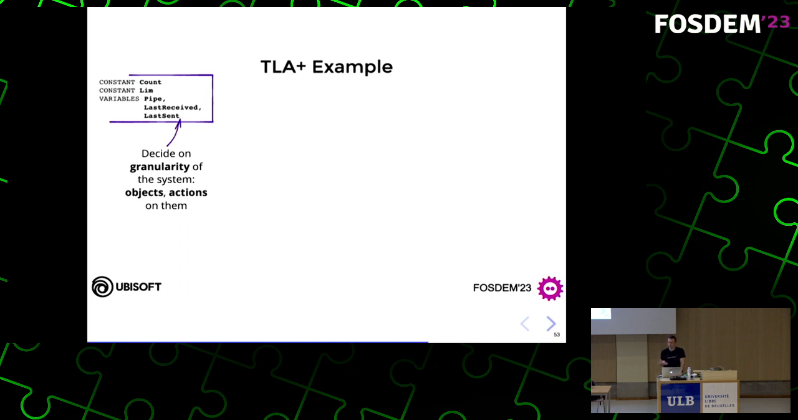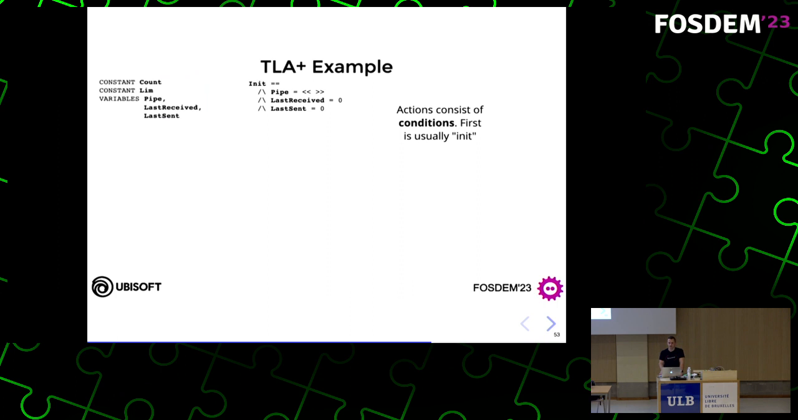Firstly, you have to define what objects exist in your system, what agents you have there. In my queue, I have just a pipe for items, so some sort of storage, and a couple of counters and limits. Then you have to define actions.